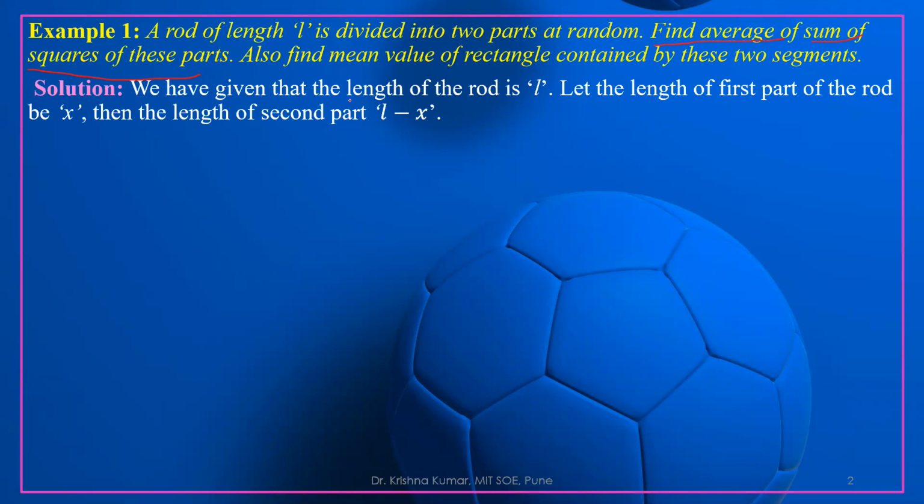Okay, so we are given that the length of the rod is L. Let the length of the first part of the rod be x. So what will be the second part? It is L minus x. Correct? So the sum of squares of these two parts: the first part x, and the second part L minus x. What we have to find is the average of the sum of squares of these parts.